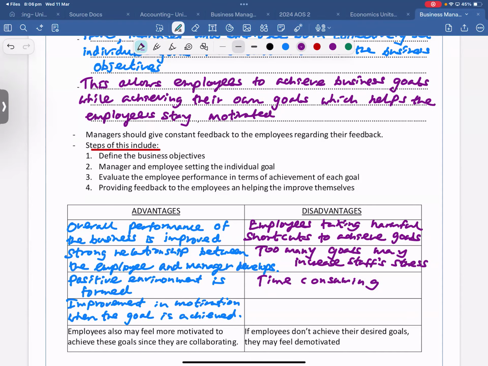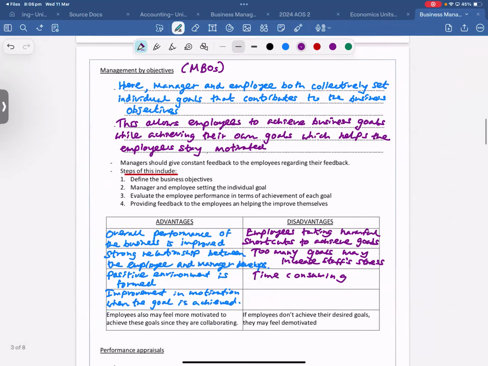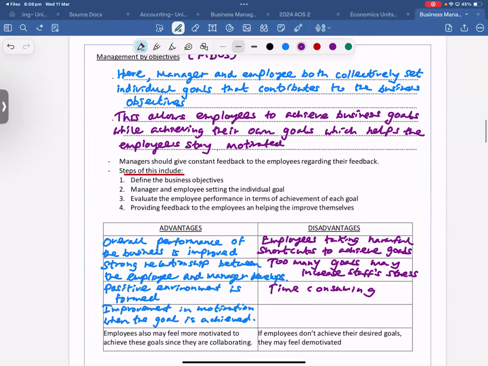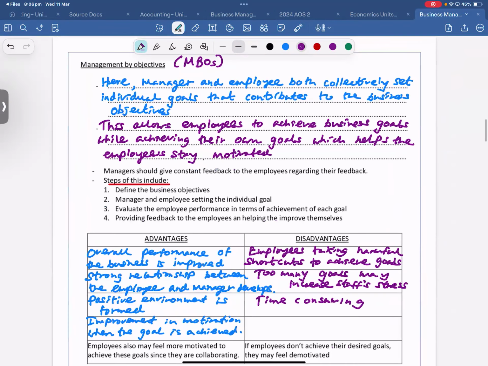Okay, now, do you understand this story? Management by objectives, right? Actually, this is very practicable.